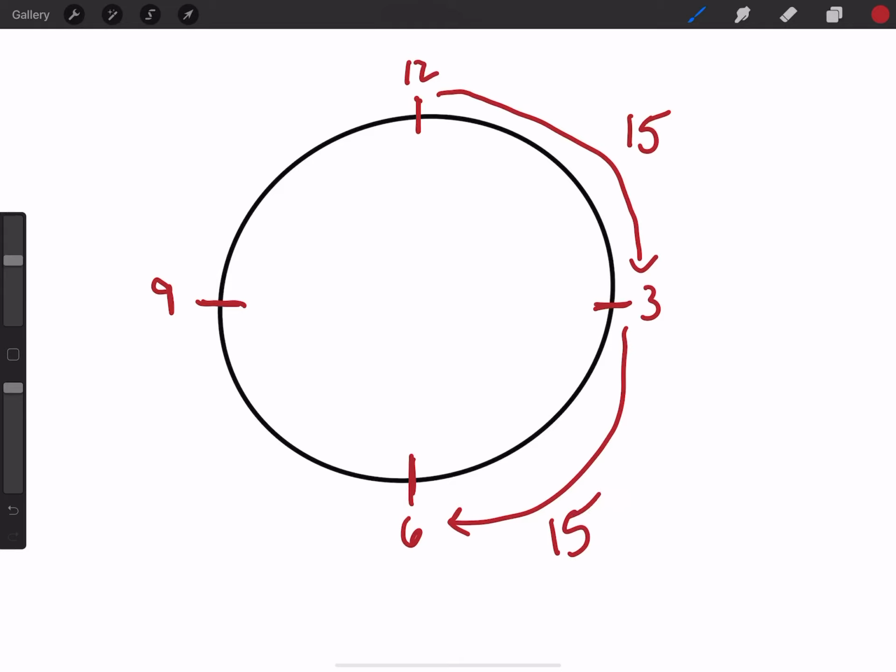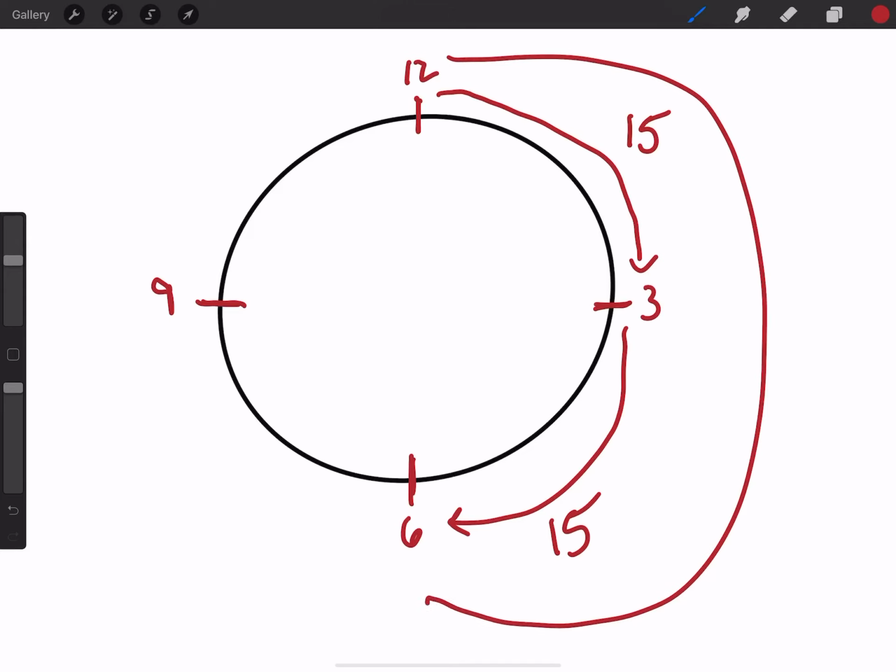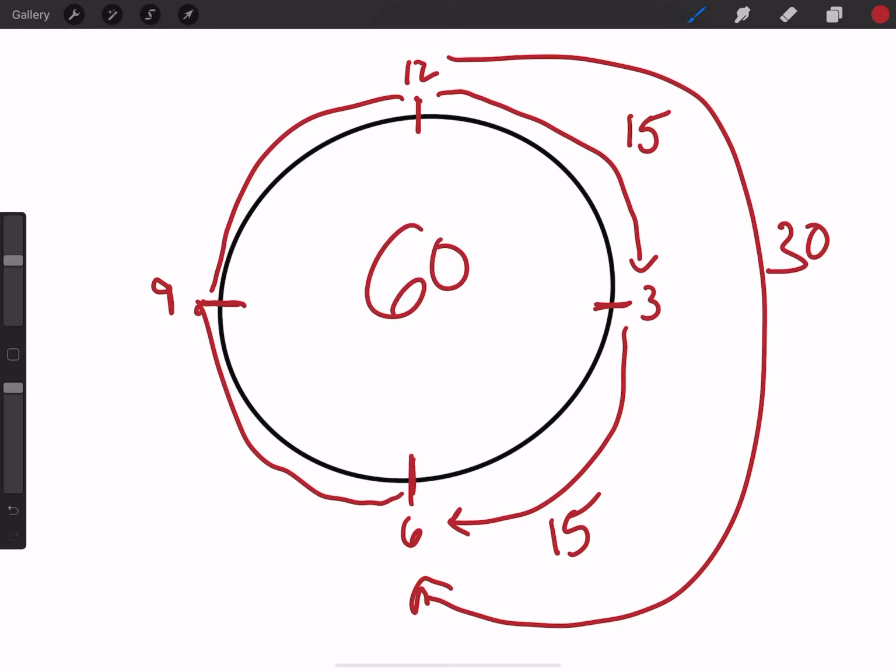So if we had to go from 12 all the way around to 6, that wouldn't be 15 minutes, that would be 30 minutes. Okay? So to go from 6 to 9 is another 15, and to go from 9 to 12, that's another 15. To go all the way around the clock, that would be 60 minutes.